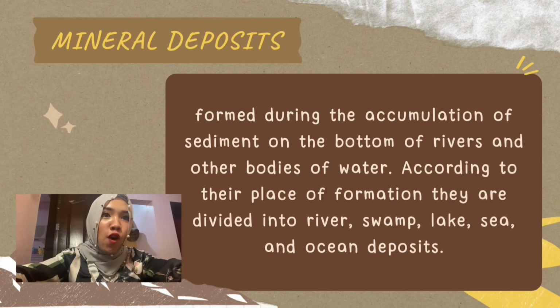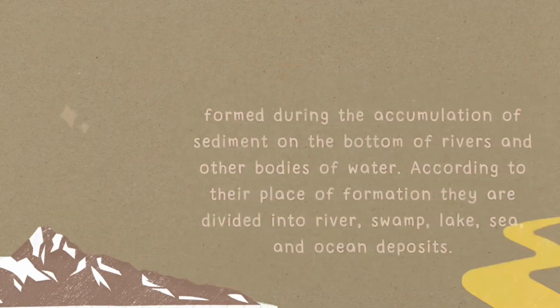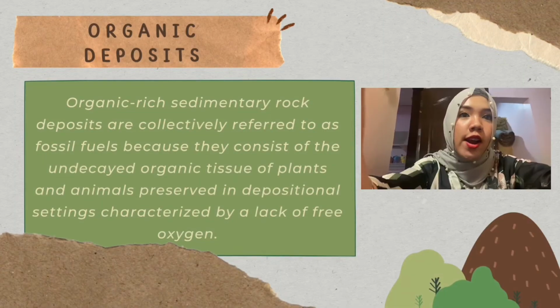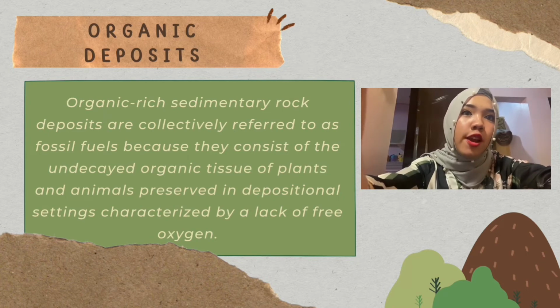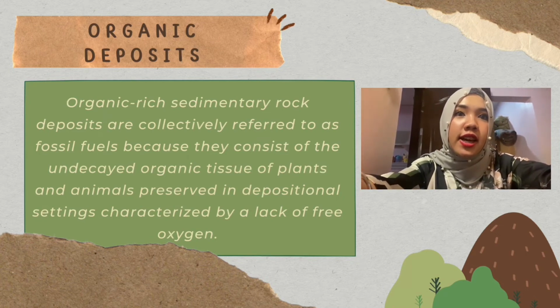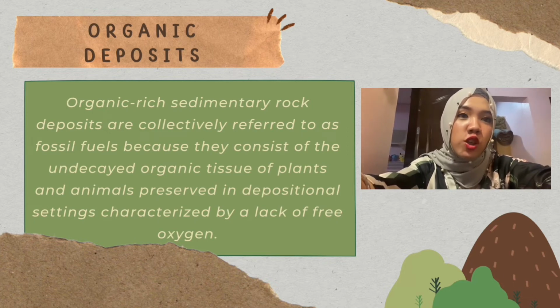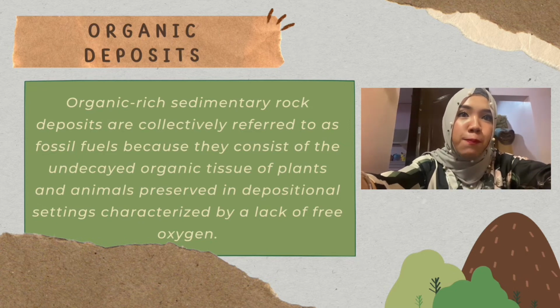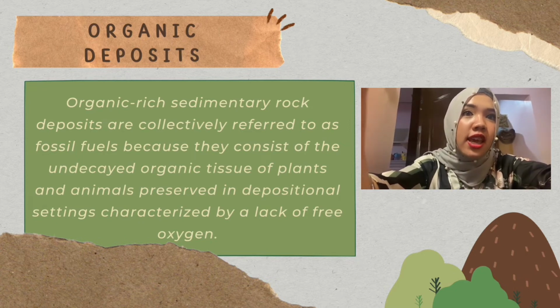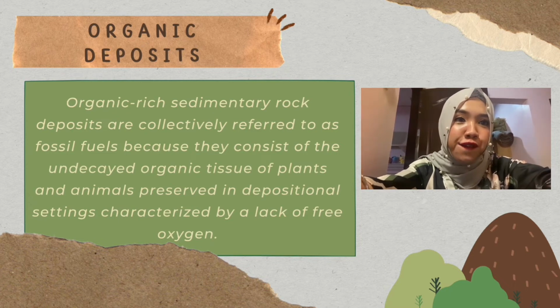Mineral deposits form during the accumulation of sediment on the bottom of rivers and other bodies of water. According to their place of formation, they are divided into river, swamp, lake, sea, and ocean deposits. Organic deposits. Organic-rich sedimentary rock deposits are collectively referred to as fossil fuels because they consist of the undecayed organic tissue of plants and animals preserved in depositional settings characterized by a lack of free oxygen.